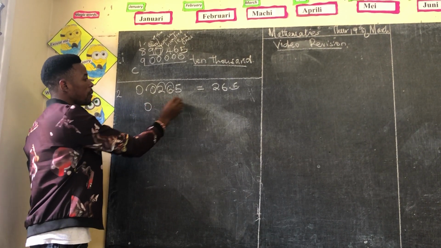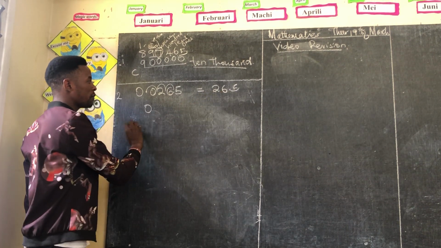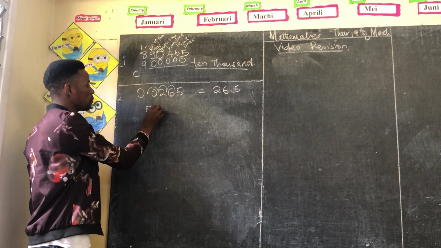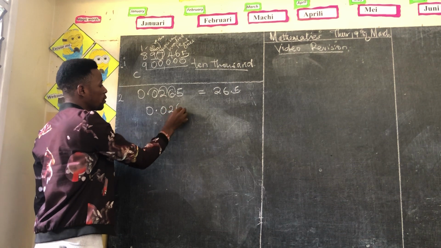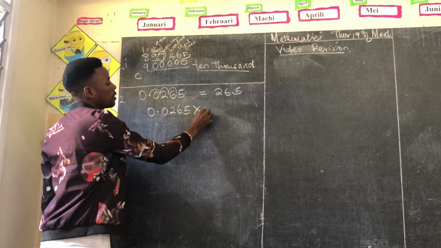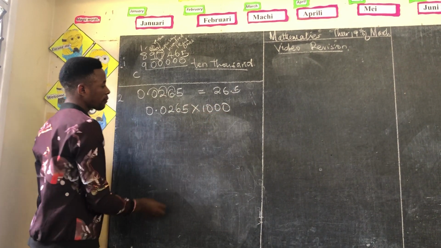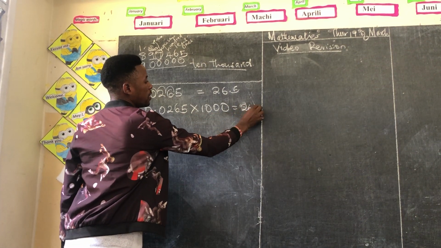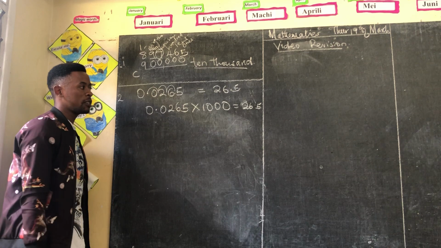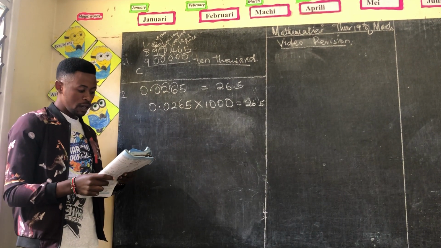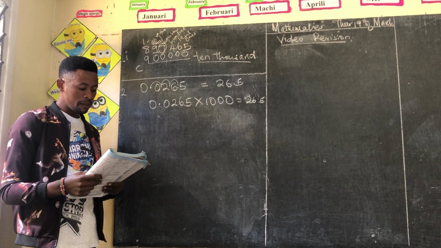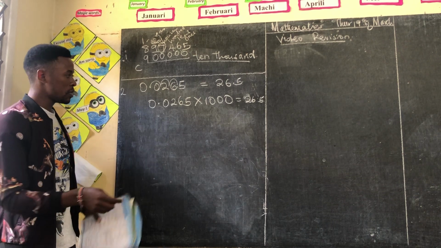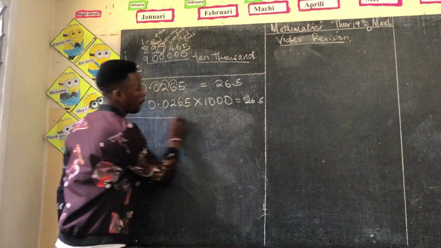So for you to make 26.5 from this number, you're supposed to multiply 0.0265 by 1,000, which will give you 26.5. The decimal shifts 3 times. So that was easy, but that was the concept of shifting the decimal.